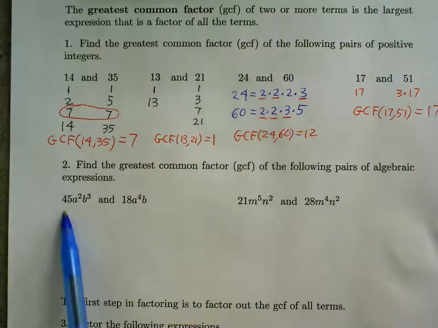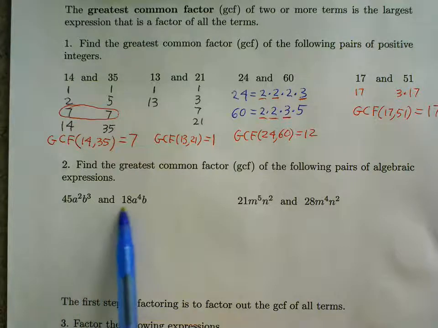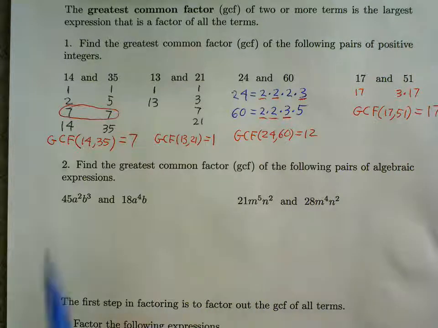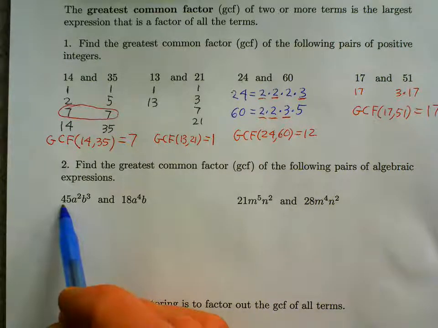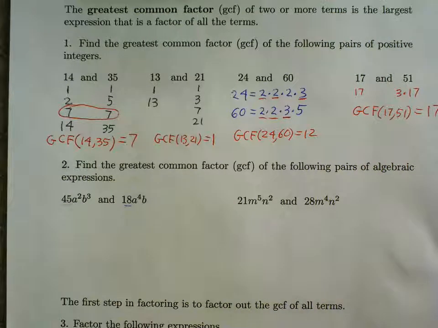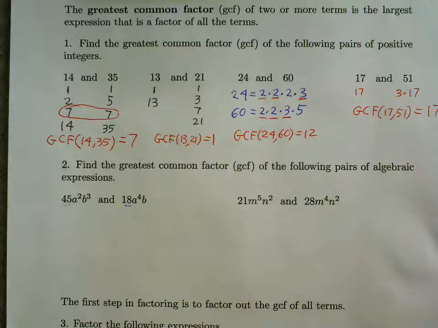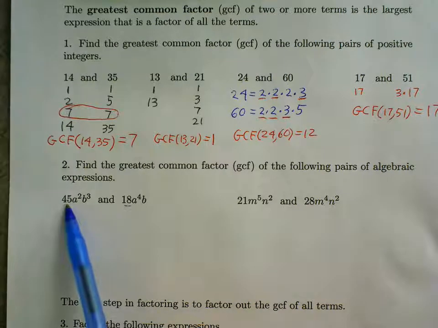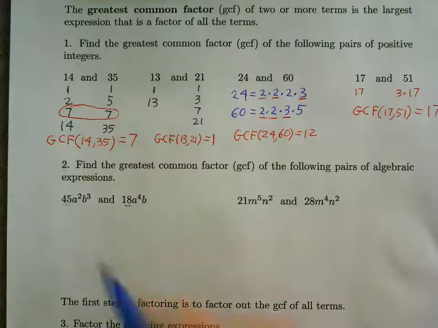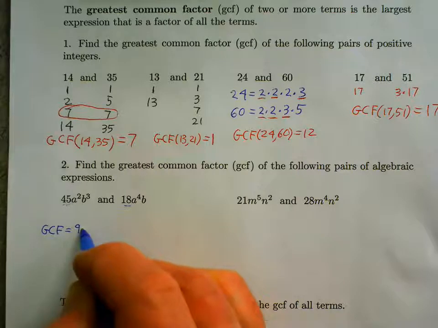Okay, find the greatest common factor of 45a to the second b to the third and 18a to the fourth b. Well, first we focus on the numerical coefficients, 45 and 18. The greatest common factor of 45 and 18 is 9. 9 times 5 is 45, and 9 times 2 is 18. So the greatest common factor will have a factor of 9 in it.